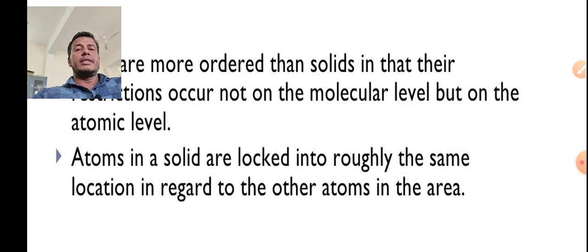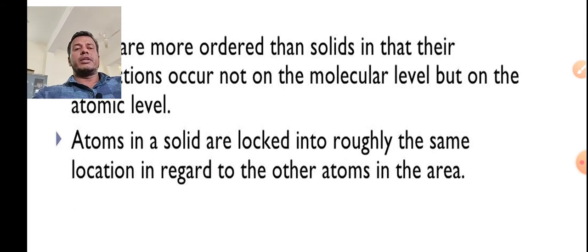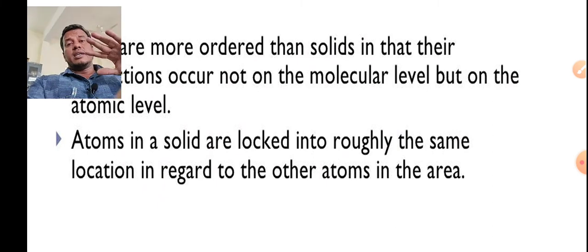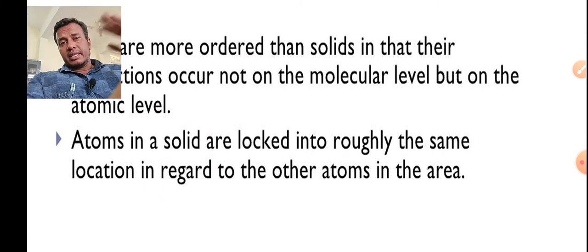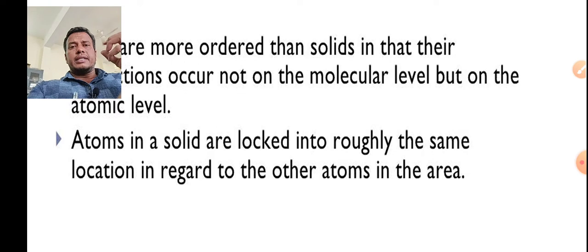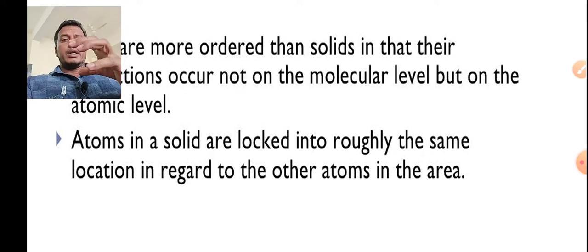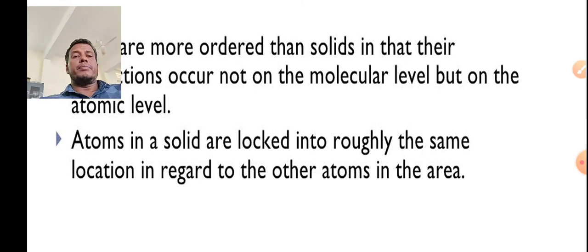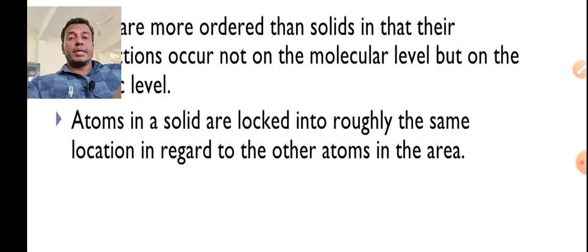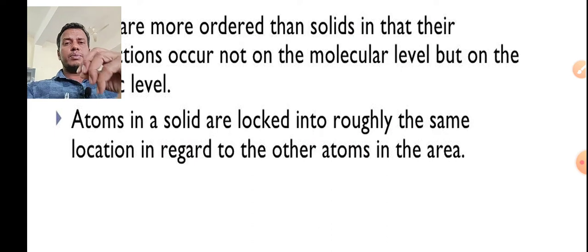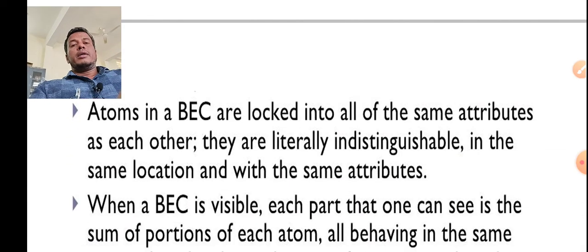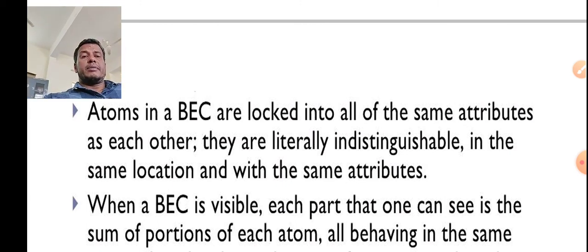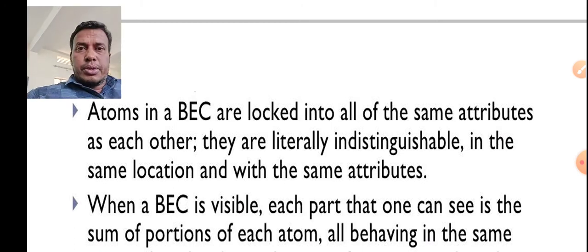Atoms in a solid are locked into roughly the same location with regard to the other atoms in the area. In the BEC, all the atoms are consolidated, concentrated in a point, so they appear like a bulk of atoms at a spot. In this way the BEC is locked up and has literally indistinguishable atoms in the same location with the same attributes.